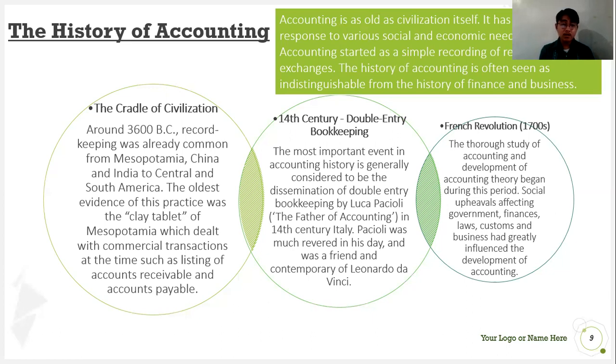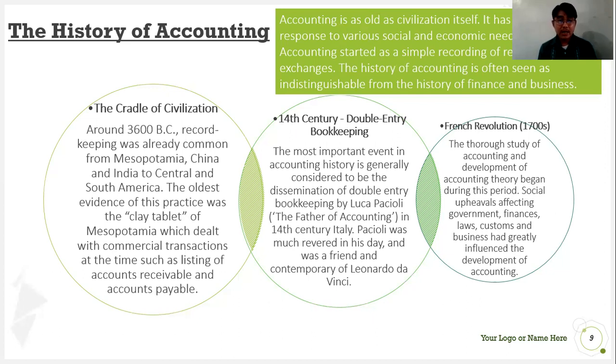So when we say accounts receivable, ito po yung mga nakukuha natin na asset, while yung accounts payable naman, yan naman yung dapat nating bayaran. So next naman is the 14th century or the double entry bookkeeping. So dito na nangyari yung double entry bookkeeping.